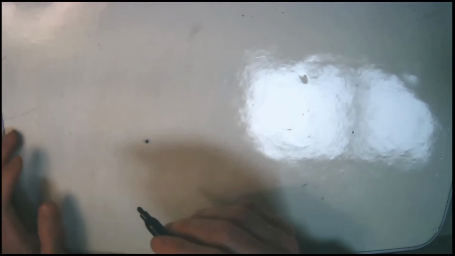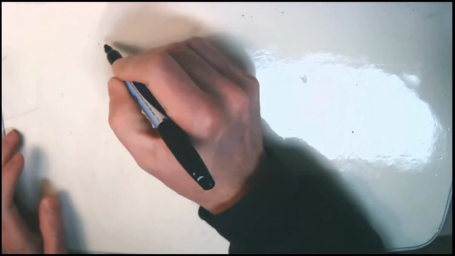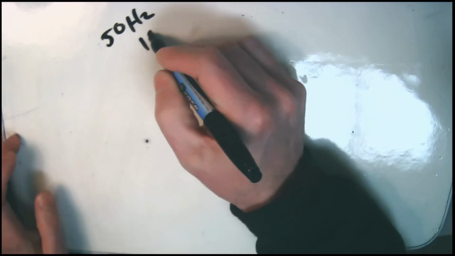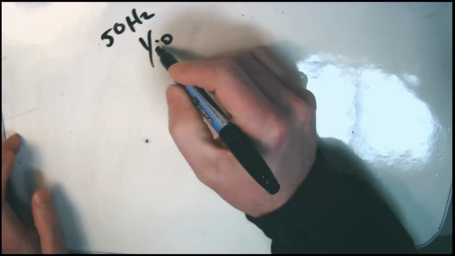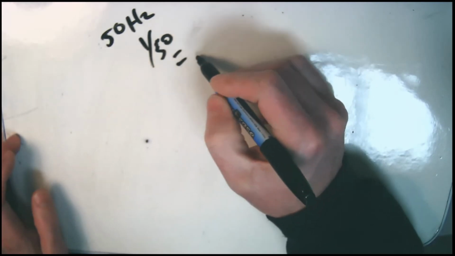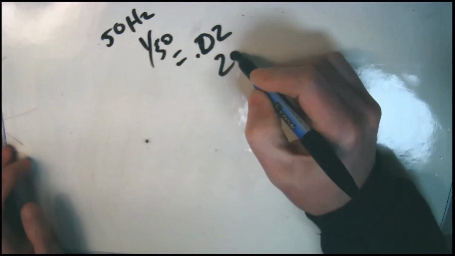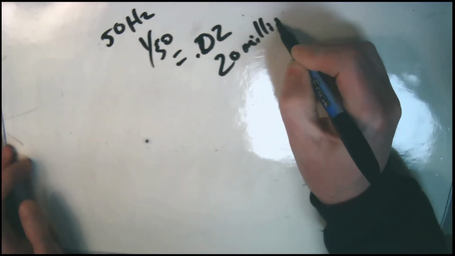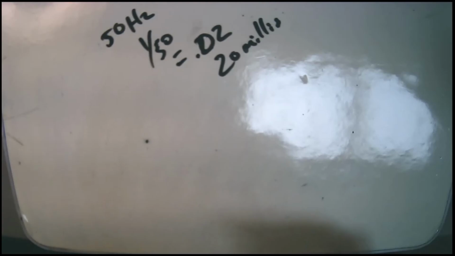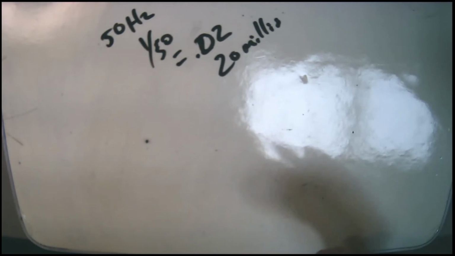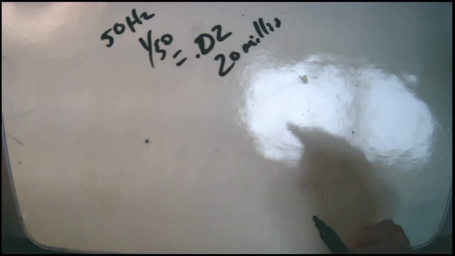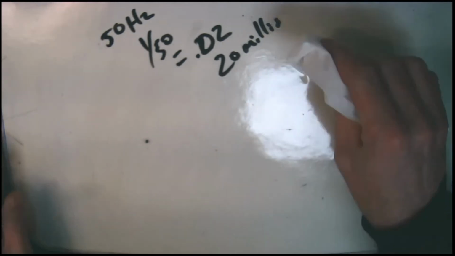So the servo motor I'm working with is 50 Hertz, or 1 over 50 is equal to 0.02, or 20 milliseconds. So we're going to want a timer that's going to operate every 20 milliseconds. I'm going to draw that on a line now.